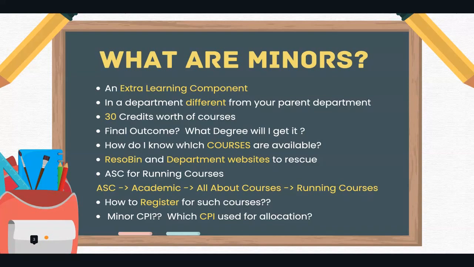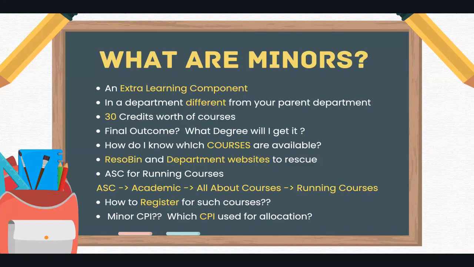Now, another obvious question that comes to your mind is how will the institute allot you a minor course? So the allotment is done on the basis of your CPI. Another question that might come to your mind is whether these minor courses will be counting in my CPI or not. So the minor courses will not be counting towards your CPI, and all the minors that you will do will be counting towards a minor CPI. The minor CPI won't be displayed on your ASC until you complete the minor. Once you complete 30 credits worth of courses in the minor, the institute will give you your minor CPI along with your minor degree.